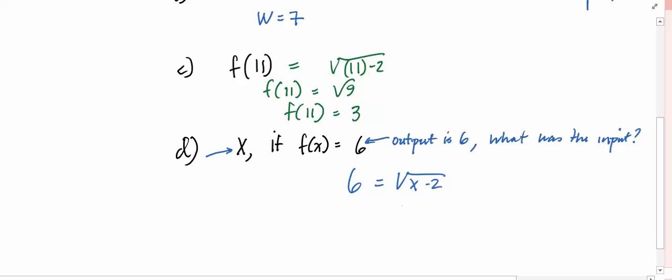Well, for this thing to be a 6 means that this would have to have been a 36. And for this to have been a 36, and of course I could solve this by squaring both sides, but I'm just going to go with the more intuitive approach. So that means that that would have had to have been a 38. Right? So the input was 38.